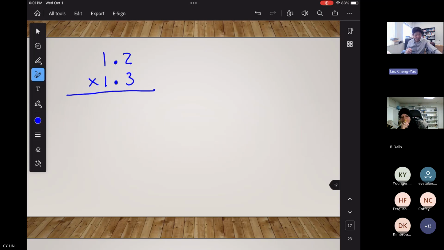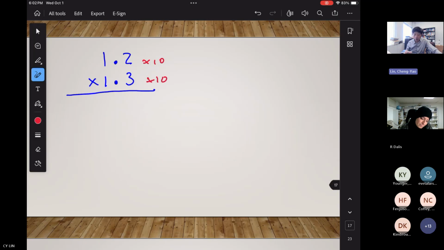Now you can know the decimal point. That means we take 12 times 13. So we have 12 times 13. Ignore the decimal. That means we times 10 here, we times 10 there, right?